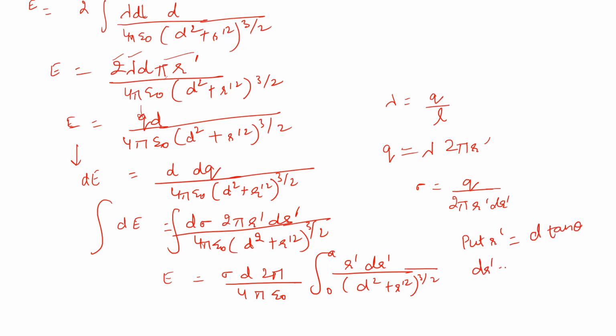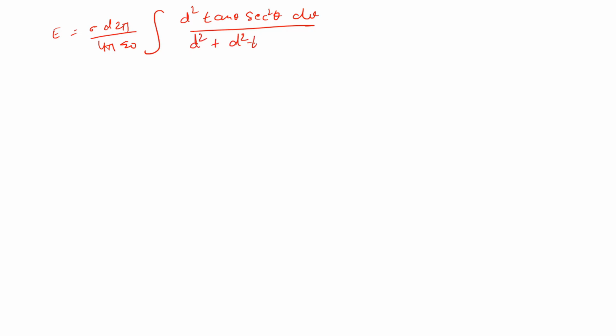dr' will be d sec square theta d theta. Now here we have E is equal to sigma d 2 pi upon 4 pi epsilon naught d square tan theta sec square theta d theta upon (d square plus d square tan square theta) to the power 3 by 2. Just simple mathematics. Sigma upon 2 pi epsilon naught, this 2 will cancel.